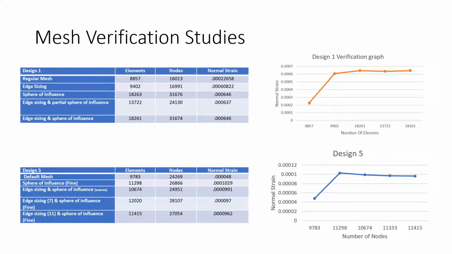So here we have a mesh verification study. This is on the very first design, which we used to make sure that our meshes were converging, and we stuck to that method for all 5 designs. Here we have the number of elements increasing, and as it increases, we see a convergence around 0.006.